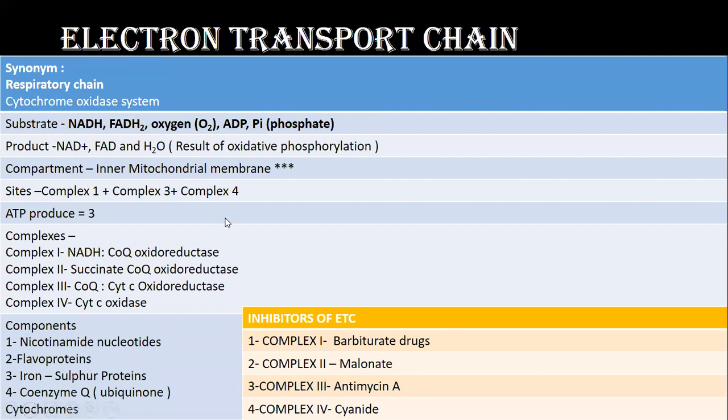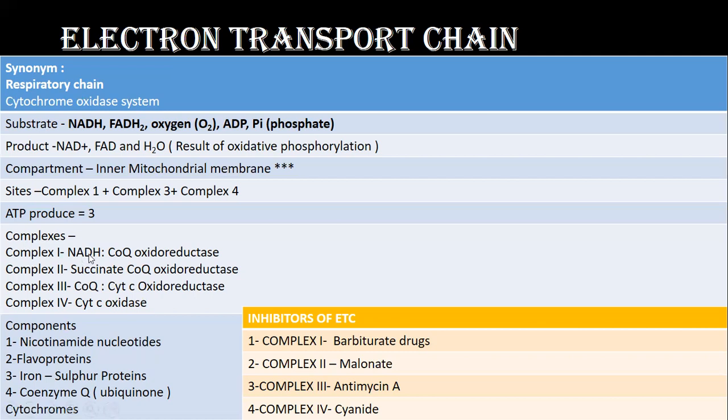Now moving to the electron transport chain. Electron transport chain is very easy. Another name is respiratory chain or cytochrome oxidase. Its substrates are NADH, FADH2, oxygen, ADP, and inorganic phosphate. Its products are NAD plus, FAD and H2O. That is the result of our oxidative phosphorylation. Compartment is the inner mitochondrial membrane. It is very important. Sites are complex 1, 3, 4, where ATPs are produced. So we say 3 ATPs are produced: one ATP at complex 1, the second at complex 3, and the third at complex 4.